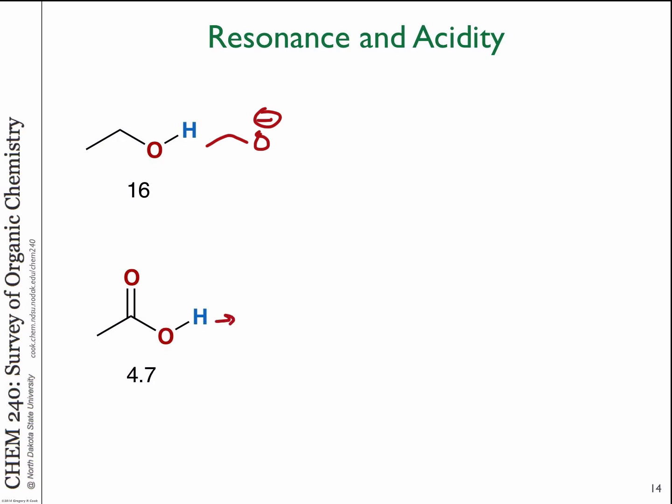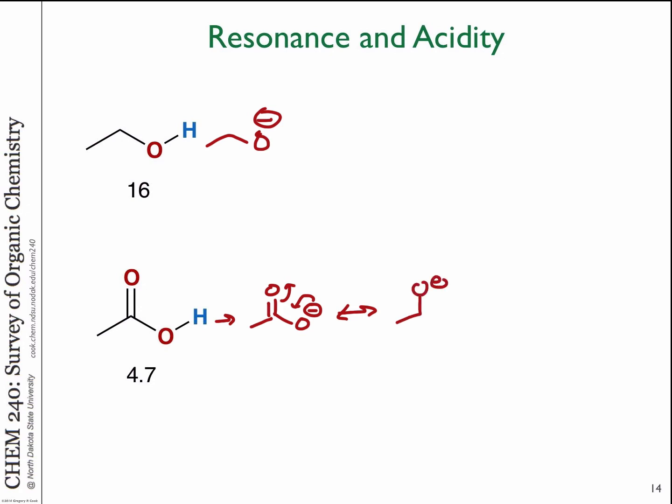If you deprotonate acetic acid, you form that negative charge. But actually that negative charge is spread out onto both of the oxygens. So if you take this oxygen and move that negative charge down to form a double bond here and break that and push it up, you can draw another form.